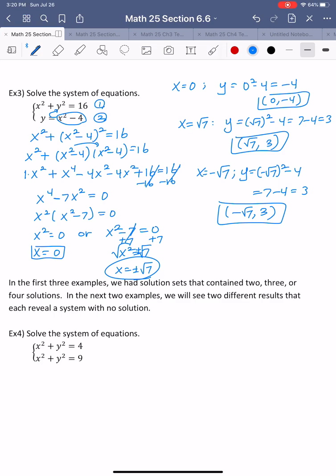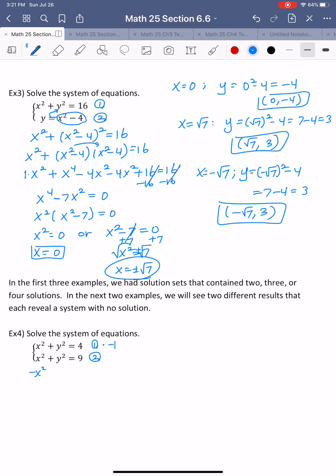So in these first 3 examples, the solution set contained 2, 3, or 4 solutions. In the next 2 examples, we'll see 2 different results that each reveal a system with no solutions. Okay, so example 4, I have equation 1 and 2. So this time, equation 1, I'm going to multiply by negative 1.